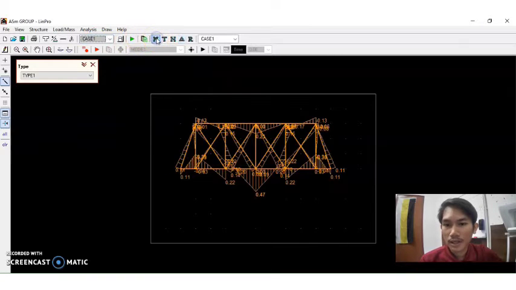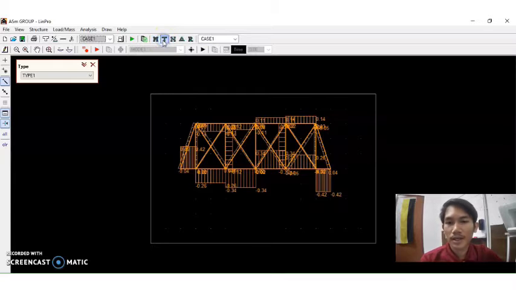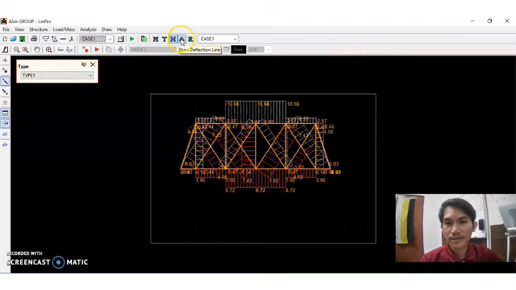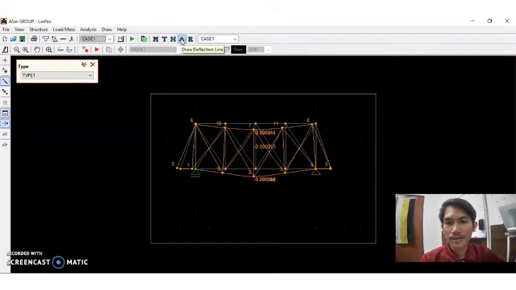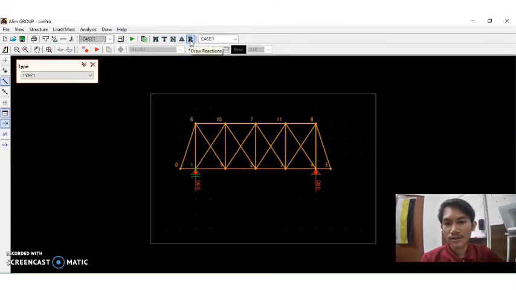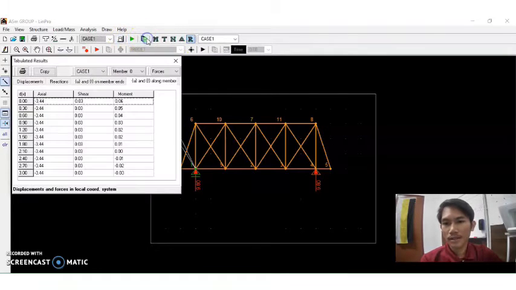Okay, this shows the moment diagram, shear force diagram, axial force diagram, deflection diagram, and the reaction forces. Okay, this is the tabulated result for this bridge.